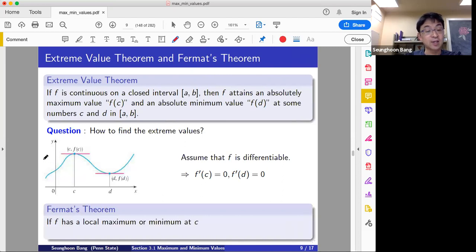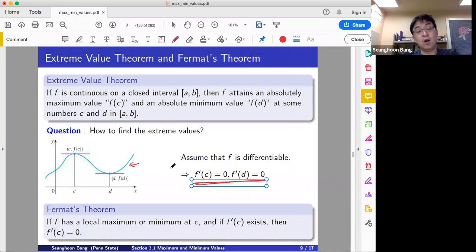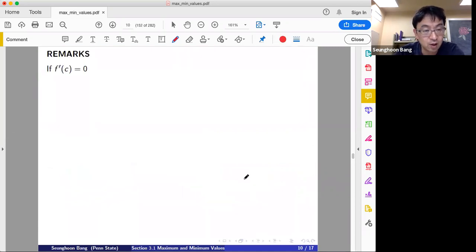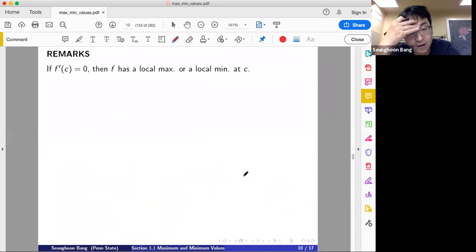So we have one good theorem. If f has a local maximum or local minimum at c, and f prime of c exists, then f prime of c is always 0. This is a good example, we call it Fermat's theorem. Here, what do you think, is the converse true or false? The converse: if f prime of c equals 0, then f has a local maximum or local minimum at c. Is this statement true or false?